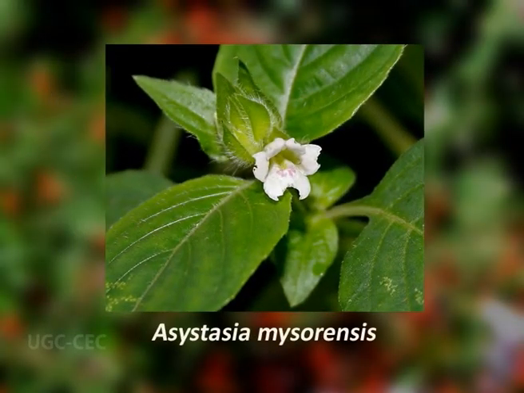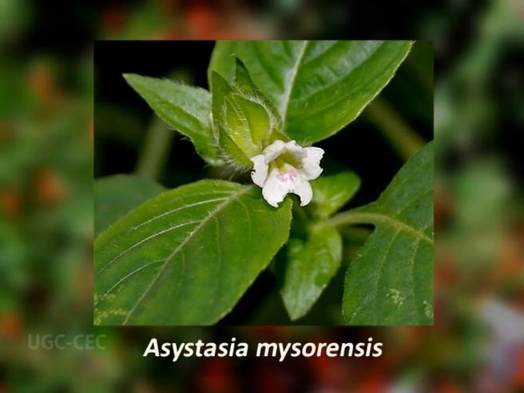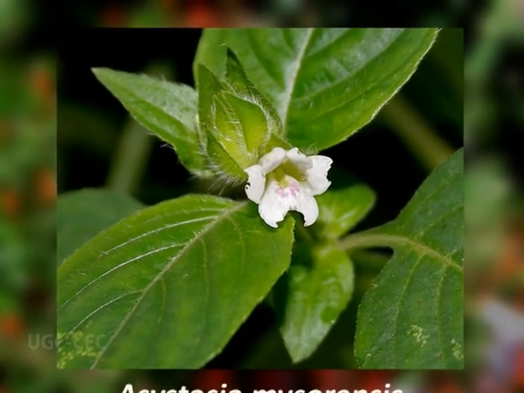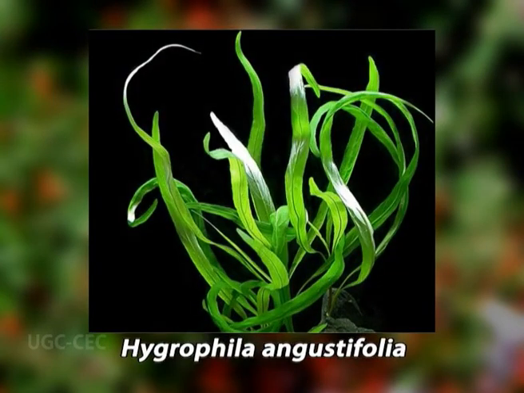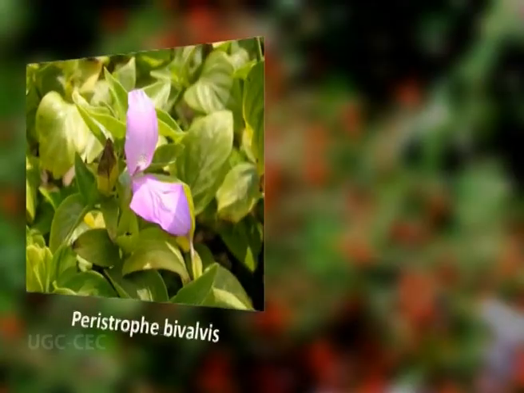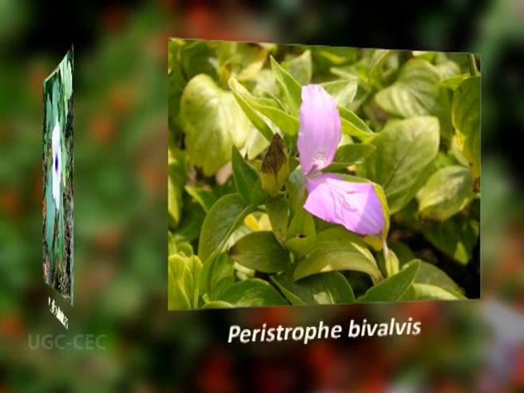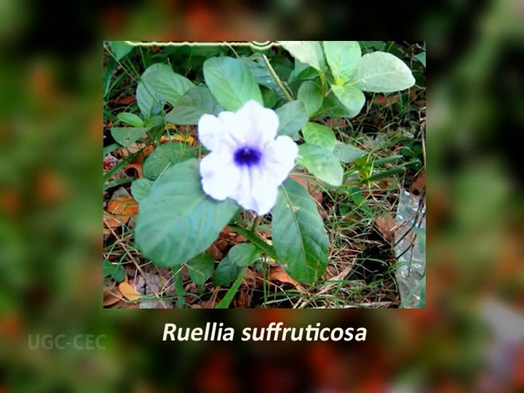Edible plants from Acanthaceae include Acanthus montanus. It's an edible plant found in Africa. It's used as a leafy vegetable and for animal fodder. Hygrophila angustifolia is another edible plant from Acanthaceae. There are dye-yielding plants in this family also, for example, Peristrophe bivalvis. And Ruellia suffruticosa is used in manufacturing beer.